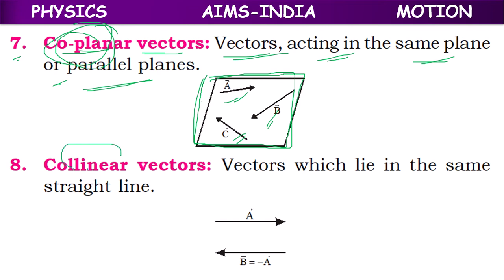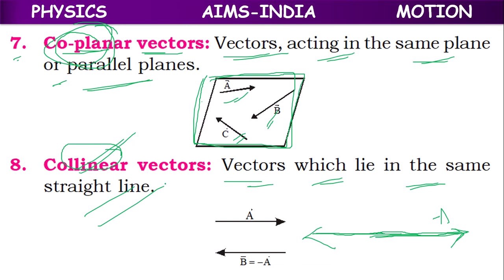Collinear vectors means vectors which lie in the same straight line. If they are acting on the same line, if A vector is towards the east direction and on the same line B vector is acting in the west direction, as they are acting on the same line, they are called collinear vectors.